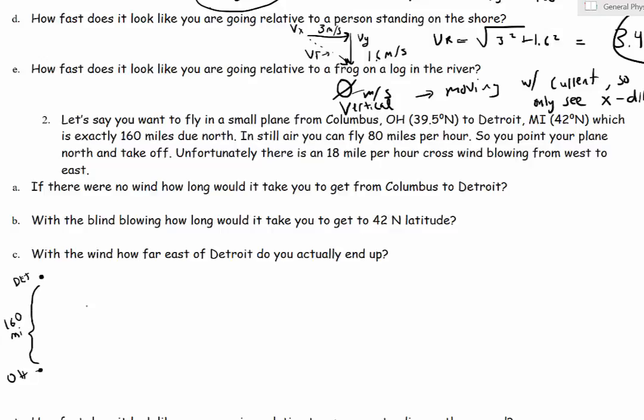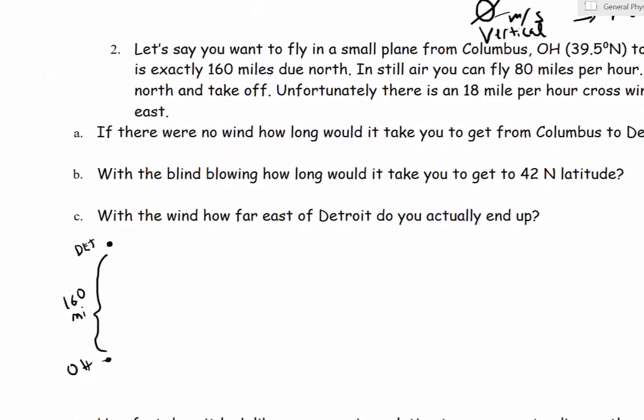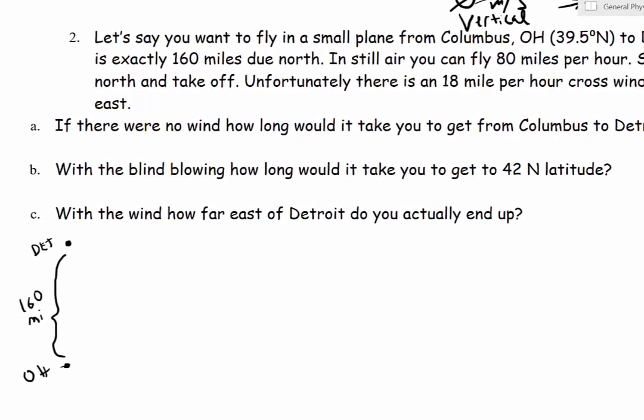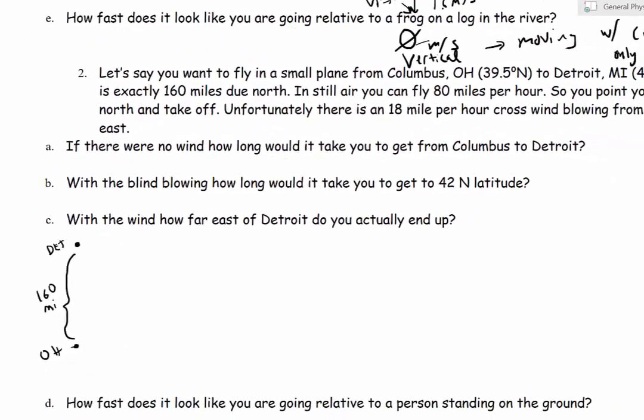So I'm going to zoom this in just a little bit for us here. Now in still air, my plane can fly 80 miles per hour. So I point my plane north and I take off. Unfortunately, there's an 18 mile per hour crosswind blowing from west to east. So we've got a crosswind blowing for our plane here. And as it's blowing, I would land in Detroit, but I'm not going to land in Detroit. I'm going to land somewhere over here.